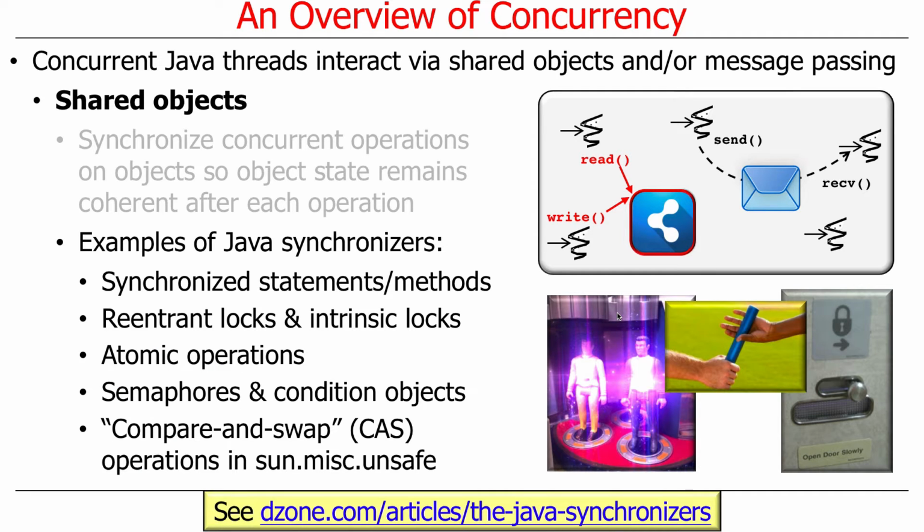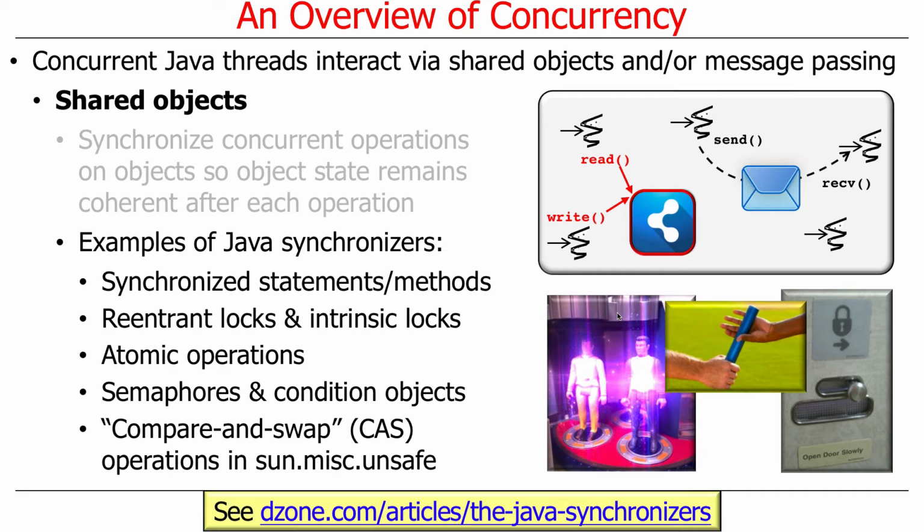Here are some examples of Java synchronizers. We will cover pretty much all of these things in the class. We have so-called synchronized statements and methods, reentrant locks and intrinsic locks. We have atomic operations, semaphores and condition objects, compare-and-swap or CAS operations, and so on. And you'll find I tend to like visualizations of stuff. So when we talk about reentrant locks, we typically talk about mutexes for mutual exclusion. We'll talk about restrooms in airplanes being an example of mutual exclusion.